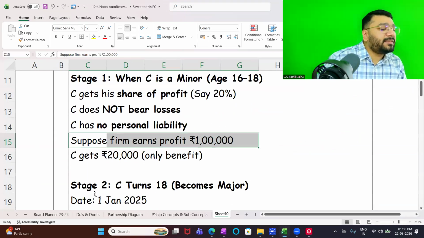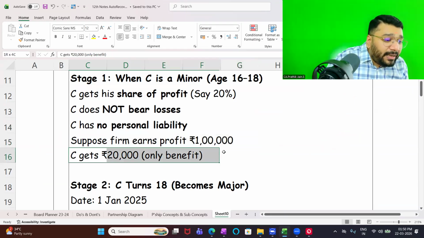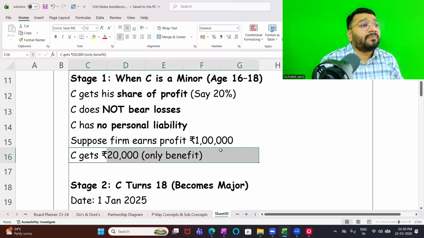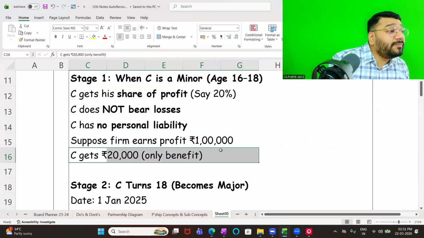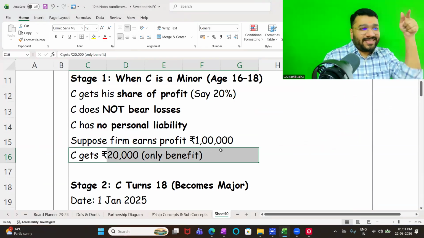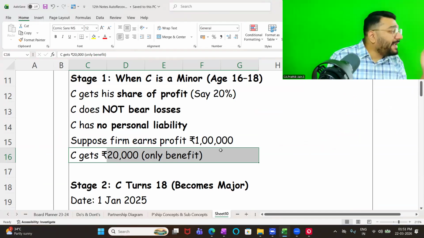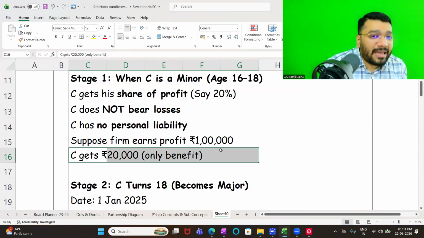So suppose the firm earns 1 lakh as the profit for that first year of becoming minor, Supreet will get 20% profit only. Imagine this 1 lakh is not profit, but loss. How much is Supreet's loss? 0. Very good. This is called presence of mind, because a minor cannot be asked to bear the liability.